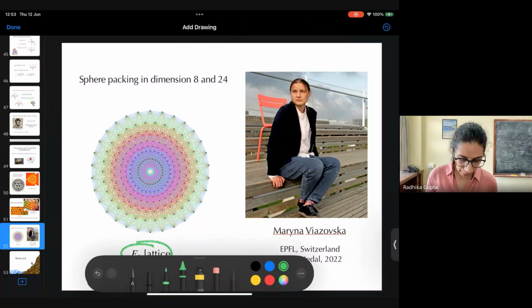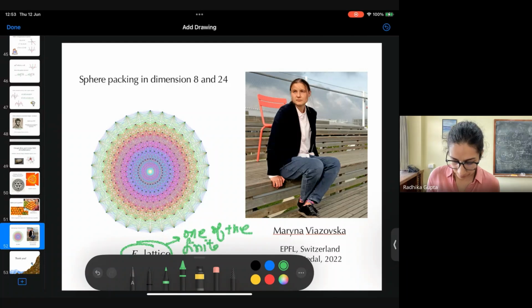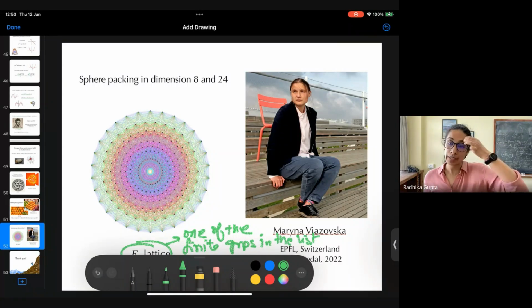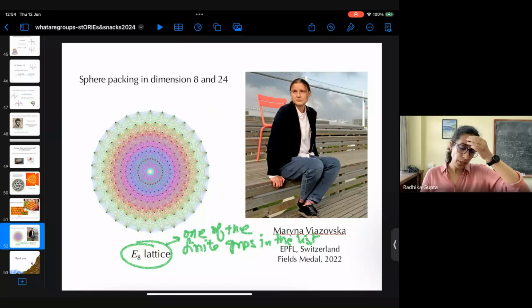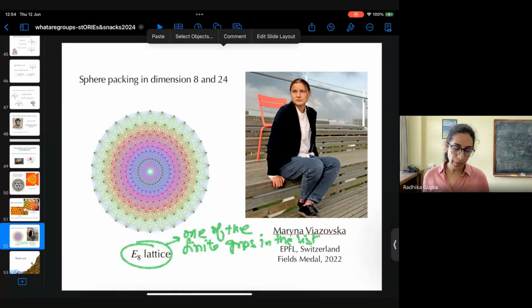I've written it, I think I didn't get a chance to point it out earlier. This is one of the finite groups in the list. Right, I told you there is a classification of finite simple groups. So this is one of the groups in that list, and it shows up in this sphere packing problem.